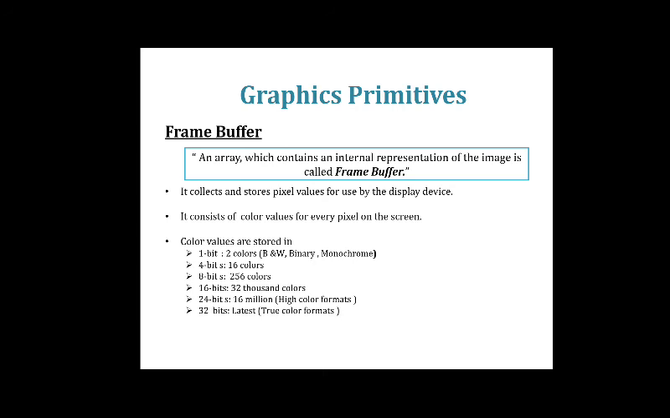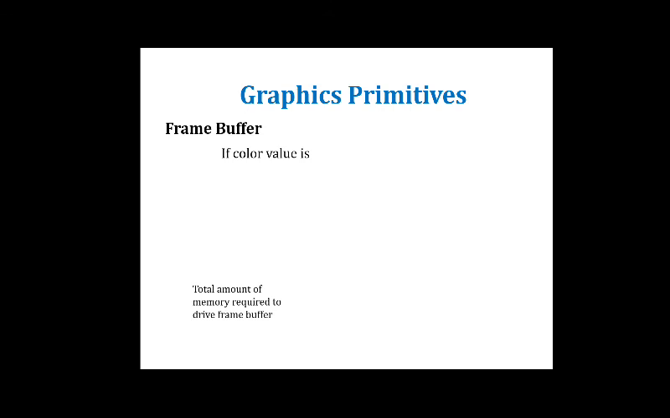Then 16 bits has about 32,000 colors, and 24 bits has 16 million colors, which is also called the high color format. The 32 bits is the latest, called true color format. So this is the frame buffer, where we store the intensity of a particular pixel. A binary or monochrome model, where the color value is 1, means we are using a black and white frame buffer here.